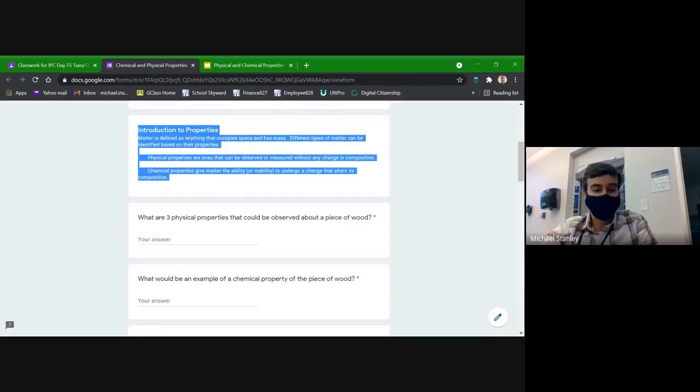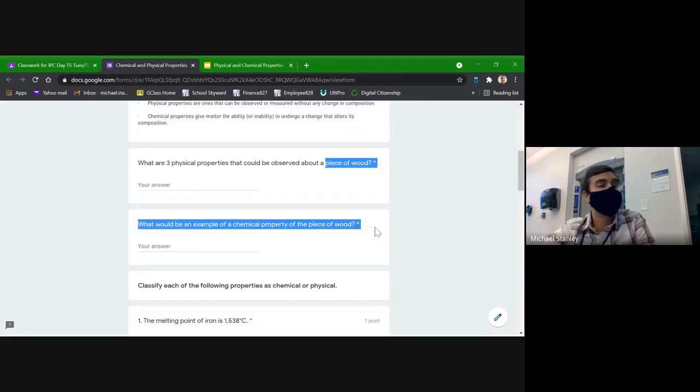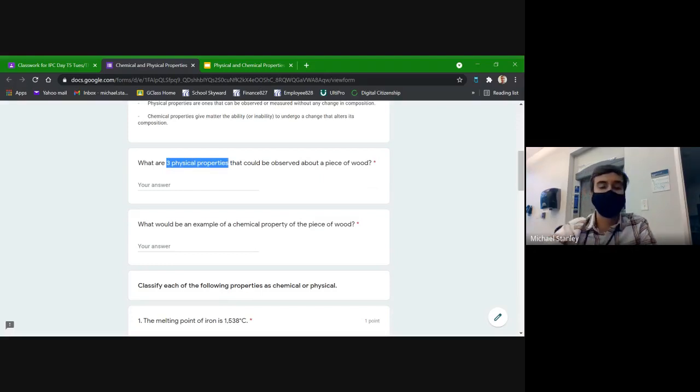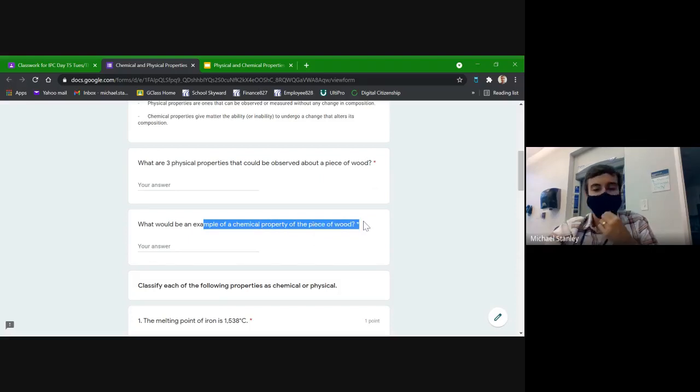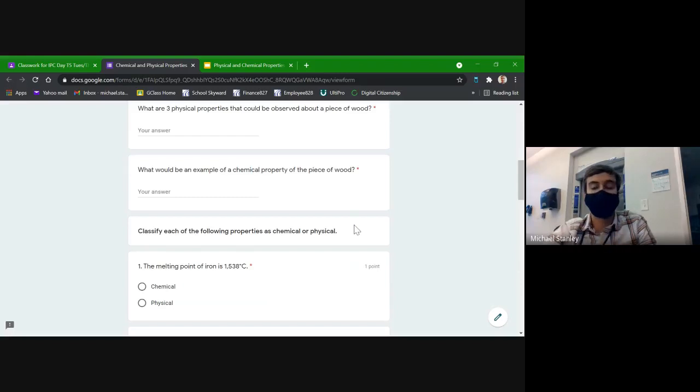And then for the first part, these first couple questions right here, I want you to imagine a piece of wood, like a big log that you might find in your backyard or in the woods, or a big stick that you see. And I want you to write down what are 3 physical properties that this piece of wood could have, and what is a chemical property that could be described about the piece of wood? So that's sort of the first part where you're coming up with physical and chemical properties on your own.